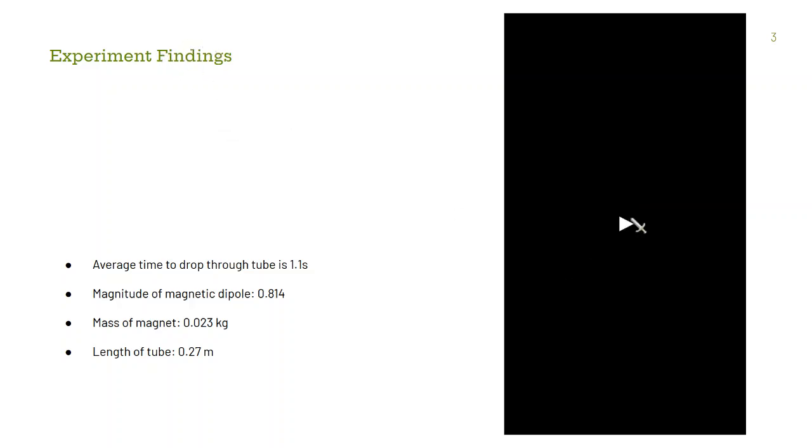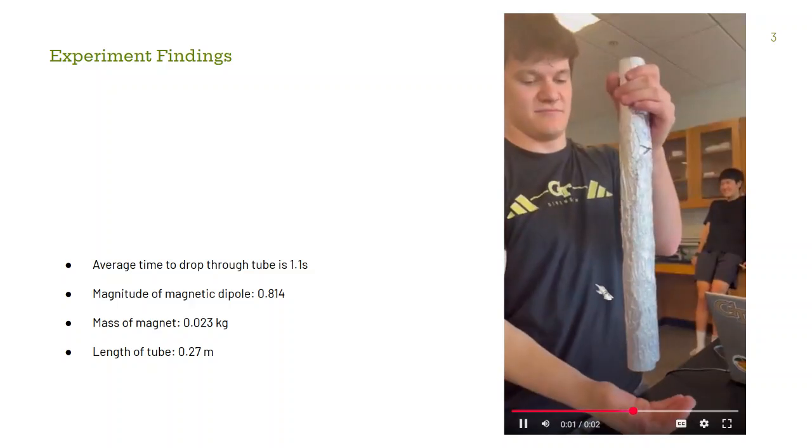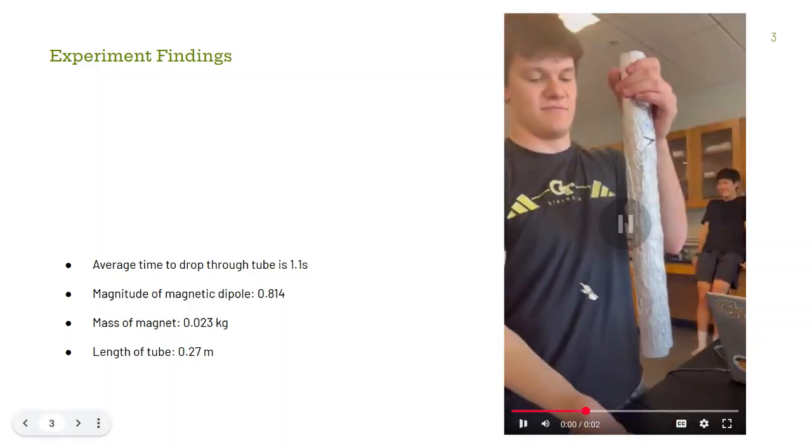These are my experimental findings. So here's the video of the lab. See that the drop takes 1.1 seconds. The magnitude of the magnetic dipole is 0.1814, and that's from the previous lab. The mass of the magnet is 0.0223 kilograms, and the length of the tube is 0.27 meters.